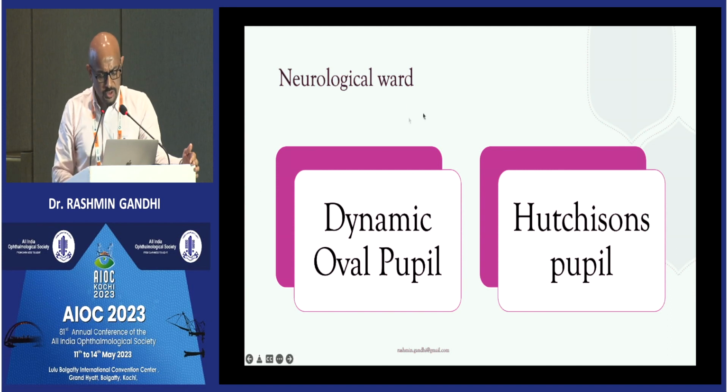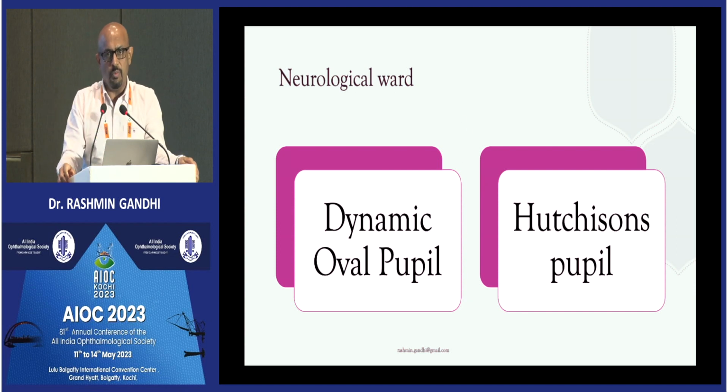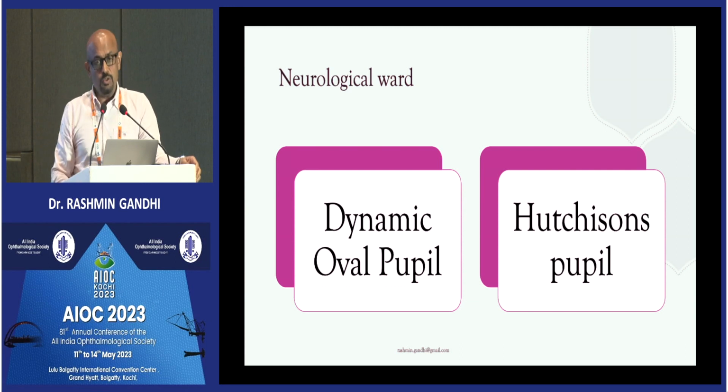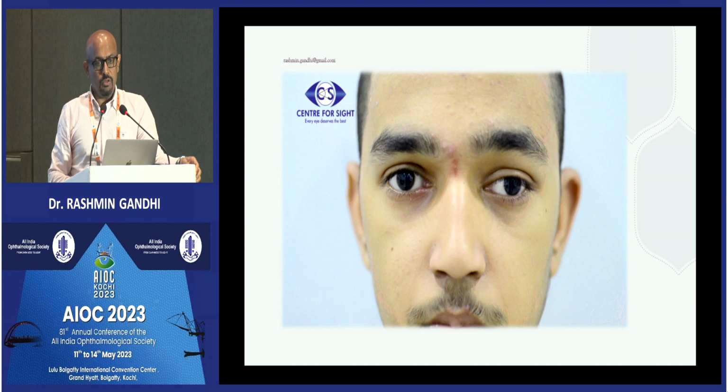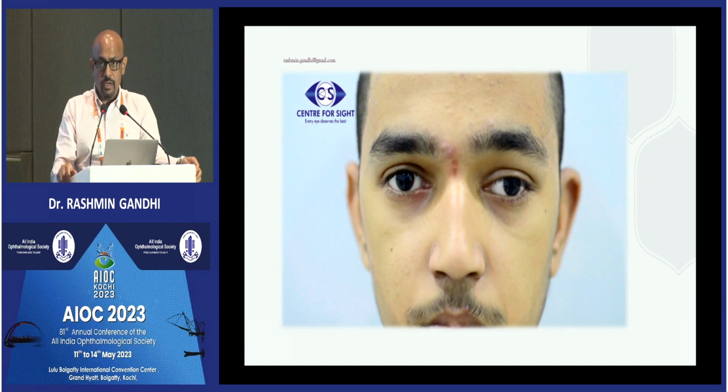These are two pupils which we generally end up seeing more in the neurology ward and not so much in our OPD: a dynamic oval pupil, or Hutchinson's pupil. If you are called to see a patient in a neurology ward, and you find that a single pupil is dilated or has become oval and keeps changing its shape, you saw the patient in the morning and the pupil was oval, and then in the afternoon it became round again, these two are suggestive of early or late brainstem herniation. So that's about third nerve palsy and pupil anisocoria.